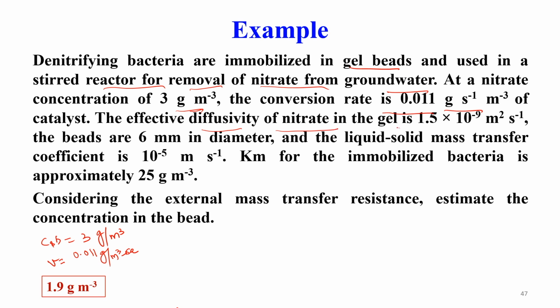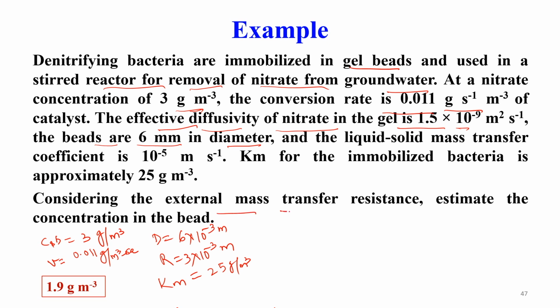Effective diffusivity for the nitrate in the gel is 1.5 into 10 to the power minus 9 meter square per second. So, this effective diffusivity is different from the diffusivity. This we will be discussing in the next lecture when we discuss internal mass transfer. Size of the bead is 6 mm in diameter. So, D is 6 into 10 to the power minus 3 meter, or R will be 3 into 10 to the power minus 3 meter. Km for the immobilized enzyme is 25 gram per meter cube.